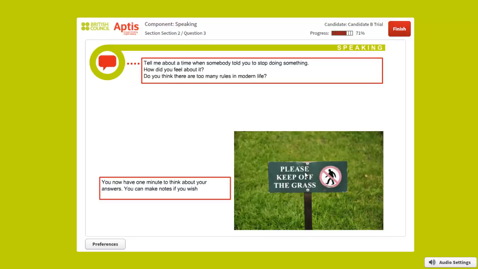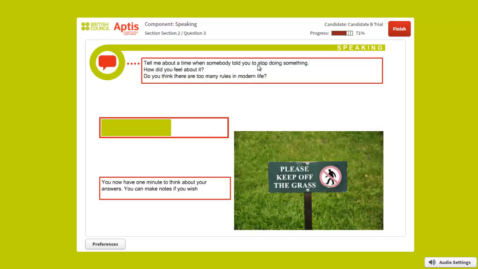Yes, it depends on. You now have 1 minute to think about your answers. You can make notes if you wish. Yes, also he gives you some instructions to help you. You can take some notes, you can use a paper to write, and then you have to describe this photo. Of course, you have to look at the sign. The sign, it means is allowed or forbidden, and the place, and what can you do there. Also, you can pay attention to the instruction itself here, and you can make notes.